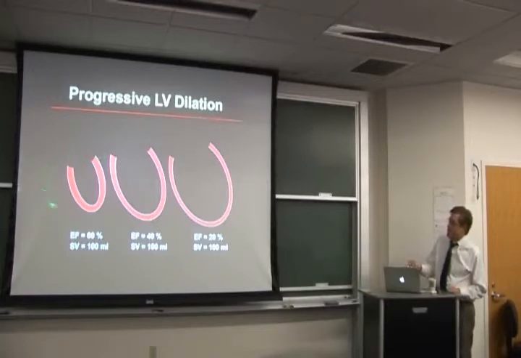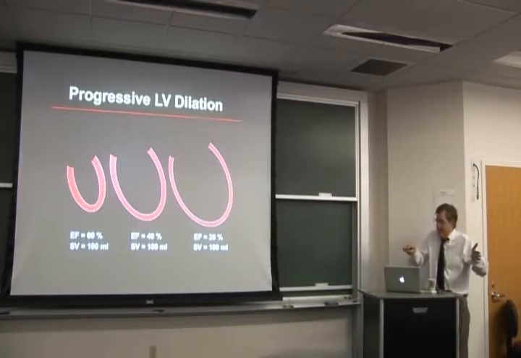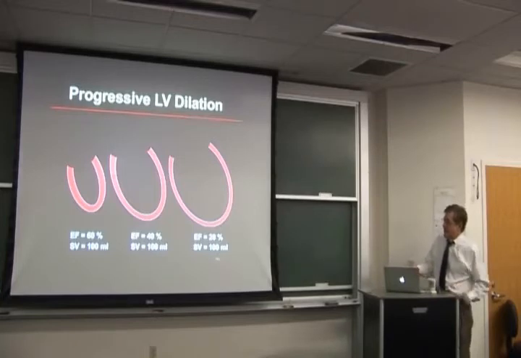So this just shows a cross-section of a normal ventricle with an ejection fraction of 60% and a stroke volume of 100 milliliters. As this ventricle undergoes cardiac remodeling, the ejection fraction goes down, because the way we calculate it is end diastolic volume minus end systolic volume over the end diastolic volume. So a lot of what we measure with EF really is the fact that the ventricle is getting bigger. The denominator gets bigger, so the ejection fraction goes down. But you can see here that stroke volume is largely preserved.